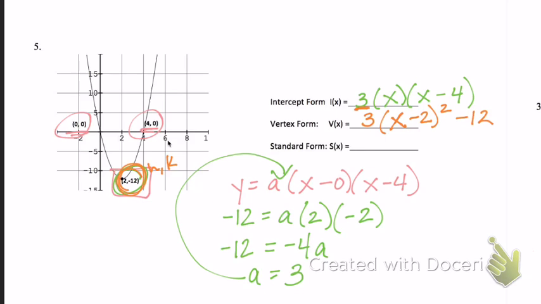On the test, would you give us like h and k? Well, I would give you the vertex, but you would have to know that it's h and k. And then for standard, I'm just going to multiply either the vertex or the intercept form out. To me, the intercept form looks easier to multiply out, so I'm just going to use that. So you have 3x, x minus 4, which gets you 3x squared minus 12x.